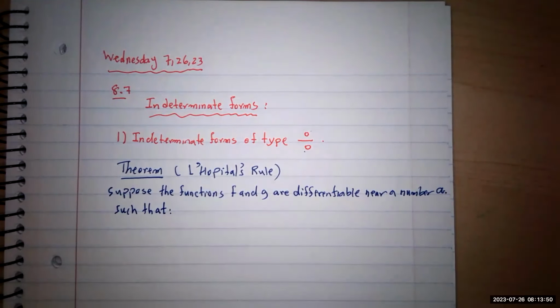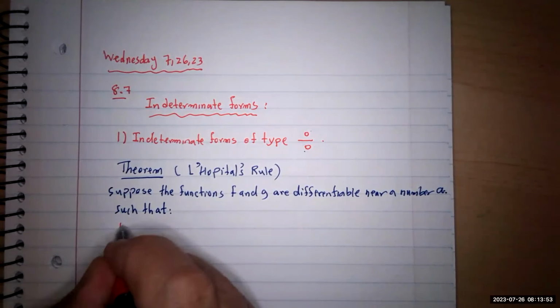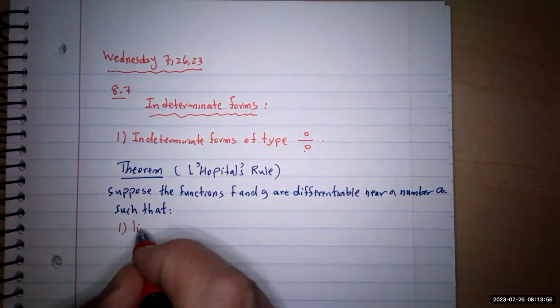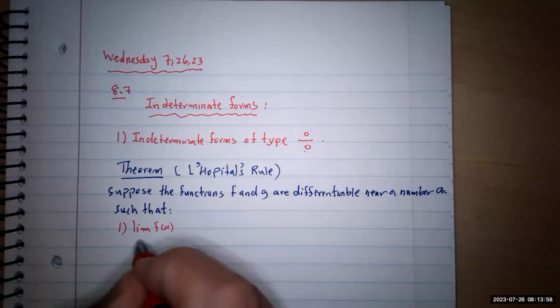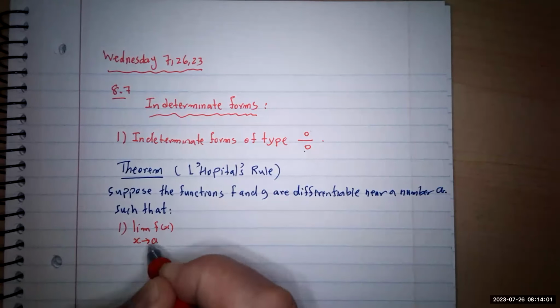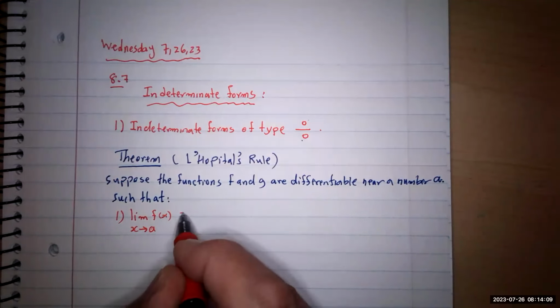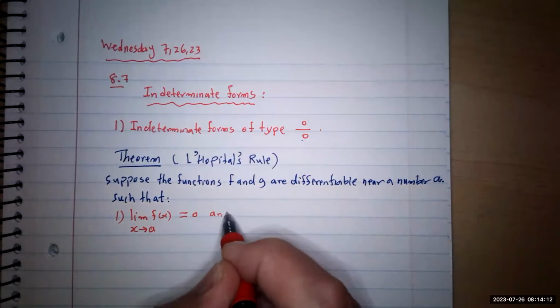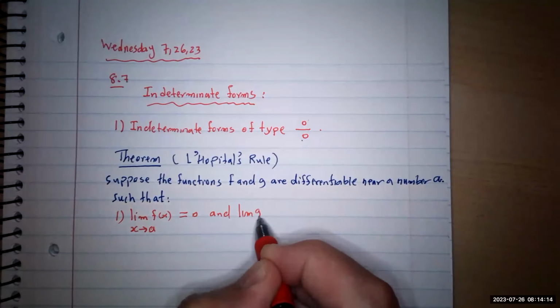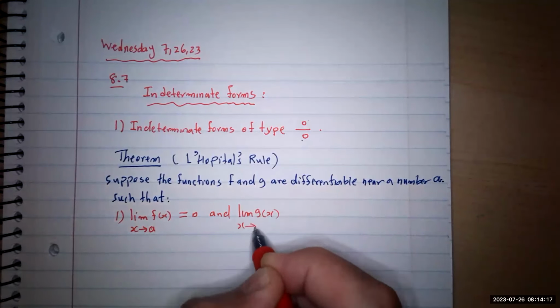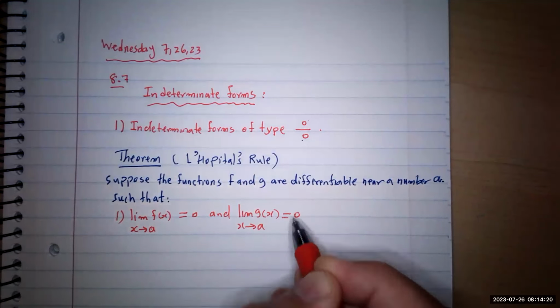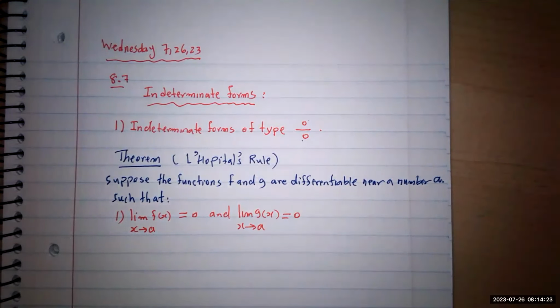The first condition is that the limit of f of x as x goes to a, where a can even be positive or negative infinity, doesn't matter, is equal to 0. And the limit of g of x as x goes to a is equal to 0. So when you consider the quotient of f of x over g of x, you have the 0 over 0 case. This is number one.